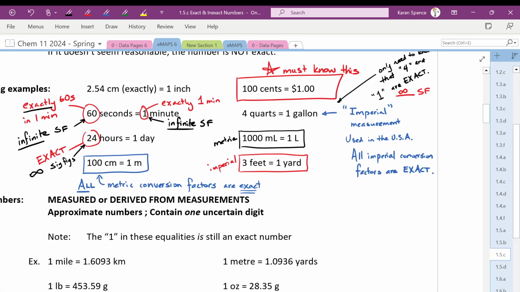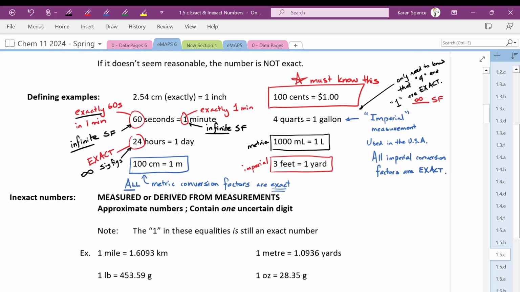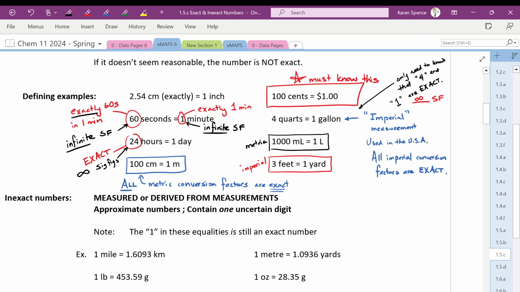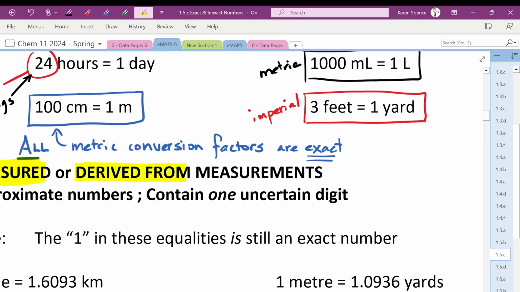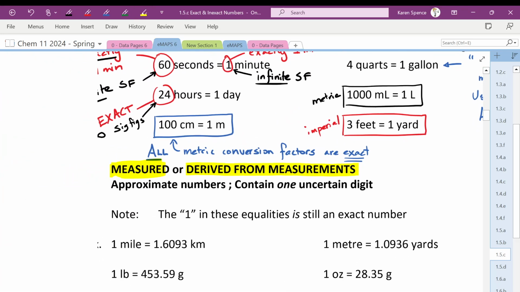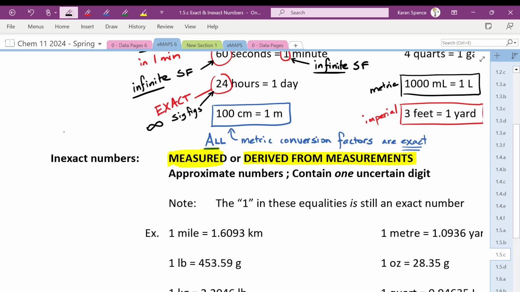Now, inexact numbers. We've already done some of these. We've made measurements, and we'll be making some more measurements this week. If we have a measured number, or if it is derived from other measurements, then we have an inexact number. Inexact means it contains uncertainty. It has finite sig figs. You can count them.